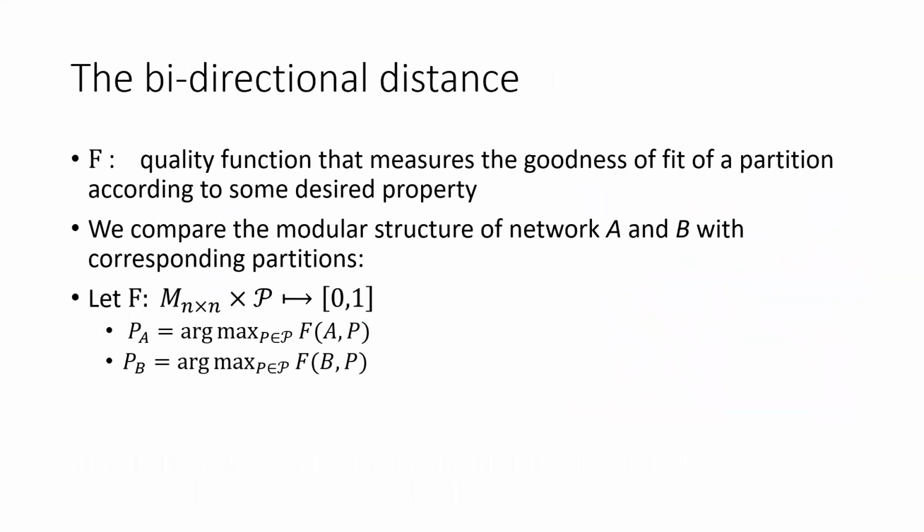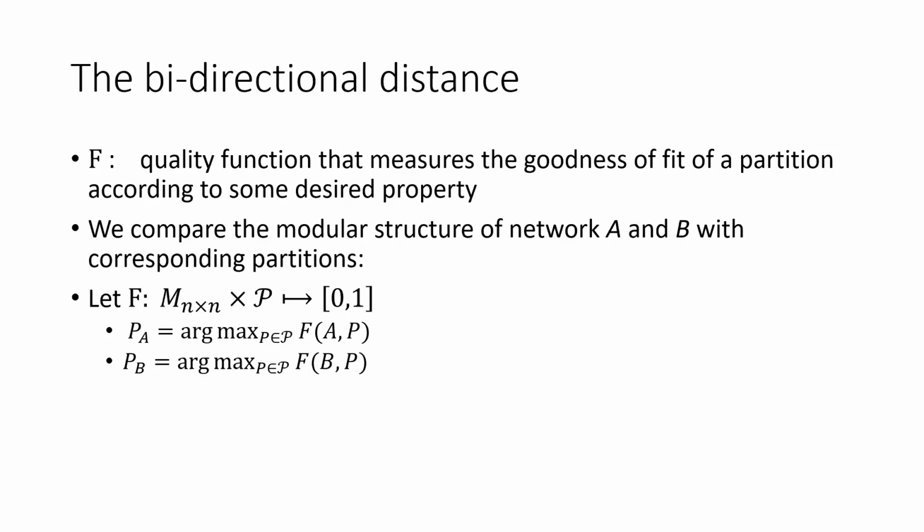Okay, so we are going to define our bidirectional distance. And just before defining it, we first want to define the quality function f, which measures the goodness of fit of a partition according to some desired property. So f could be, for example, modularity or stability or a specific quality function. In this quality function, you are considering exactly how a community is defined, and it's normally used to find a community structure on a network and define how well the partition describes the modular structure of the network.